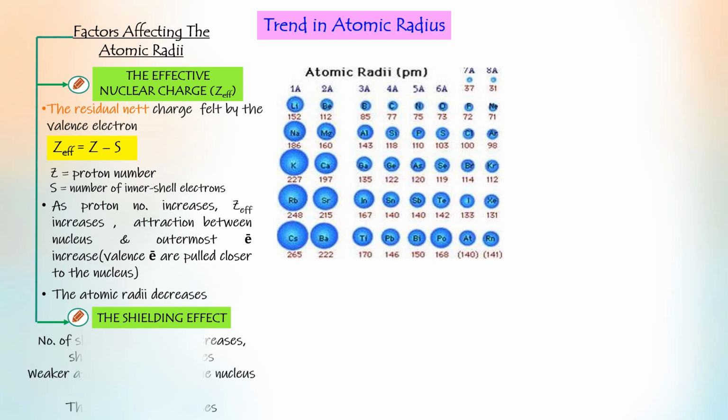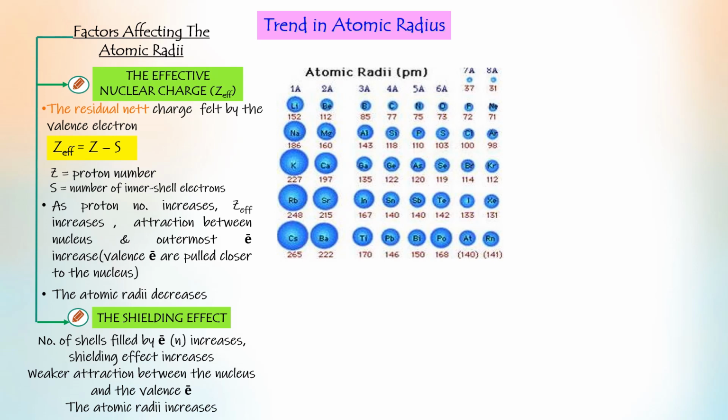As for the shielding effect, as the number of shells filled by electrons, n, increases, the shielding effect also increases. Weaker attraction between the nucleus and the valence electron, so the atomic radii increases.